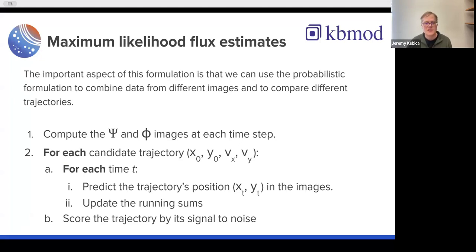And it also allows us to do a lot of pre-computation and then do the actual search pretty quickly. We can compute these derivative images ahead of time and then loop through the trajectories, and for each time step, predict where that trajectory is going to be, and use that to update some running sums that we ultimately use to compute the trajectory signal to noise over all of the instances.